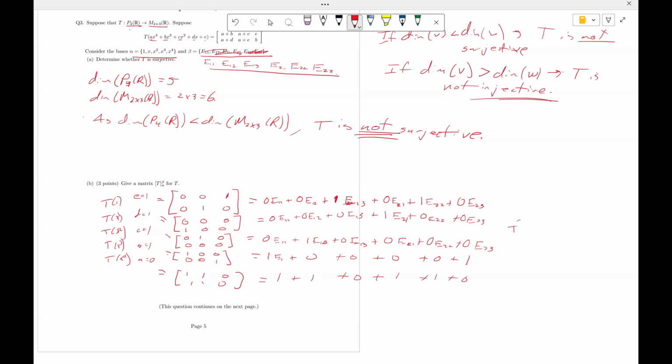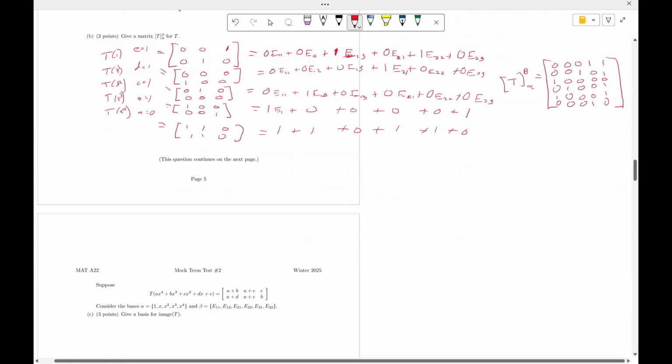So my T alpha beta is going to equal, the first column is 0, 0, 1, 0, 1, 0. Second column is 0, 0, 0, 1, 0, 0. Third column is 0, 1, 0, 0, 0, 0. Fourth column is 1, 0, 0, 0, 0, 1. And fifth column is 1, 1, 0, 1, 1, 0. We have our matrix representation.